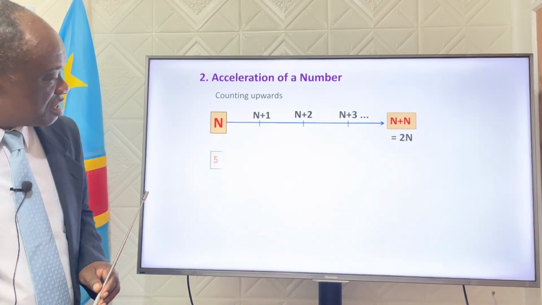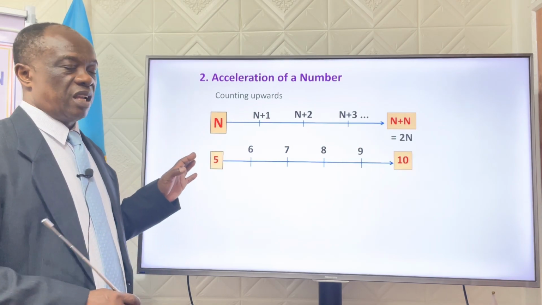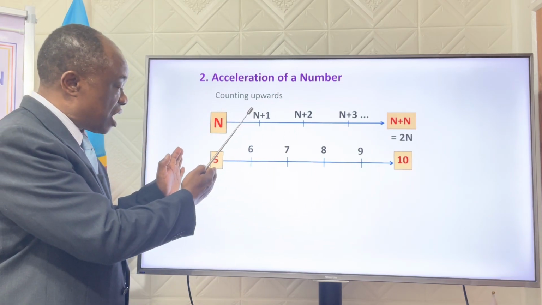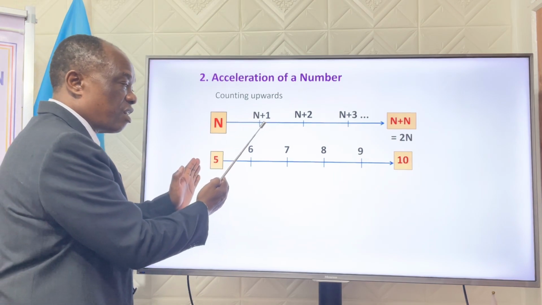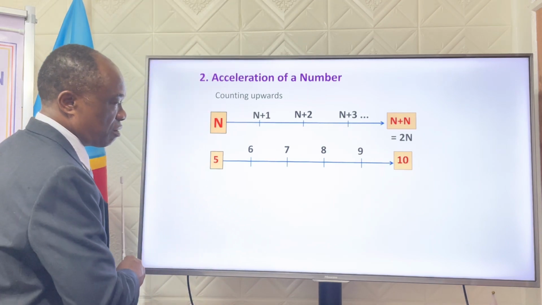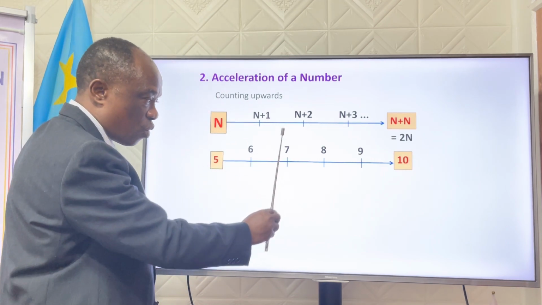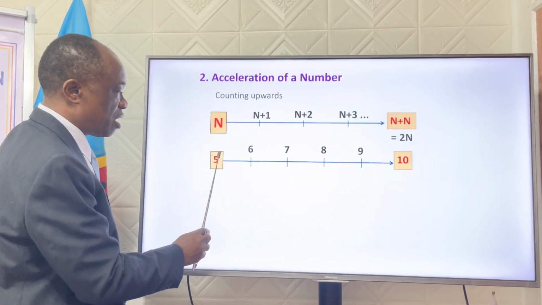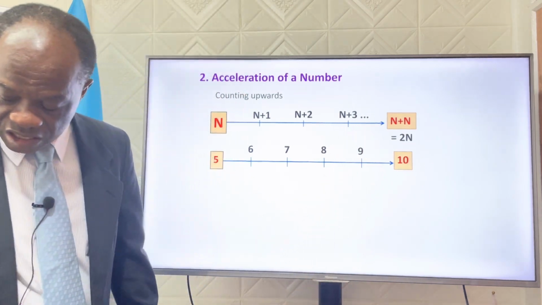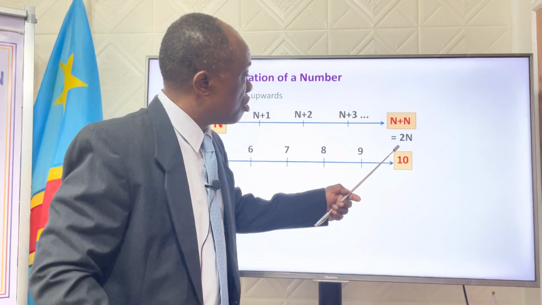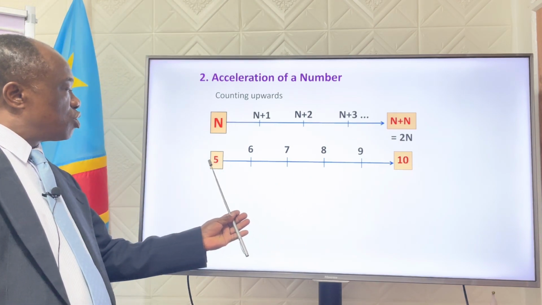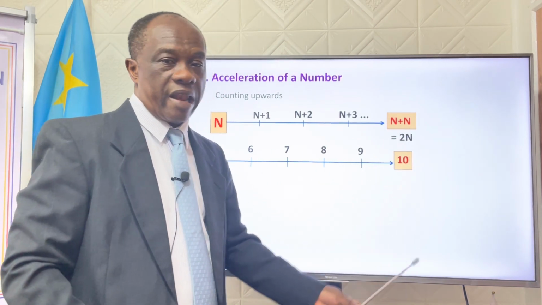An example is this. If we have to accelerate number 5, we just count it upward as many times as 5. It means we are going to make 5 steps, just as we did for the deceleration. So we go by adding 1, 1, 1, 1. As you see the values come here, we have 6, 7, 8, 9, 10. And the last number there is 10, the 10 here is 5 times 2. That's a 2n.